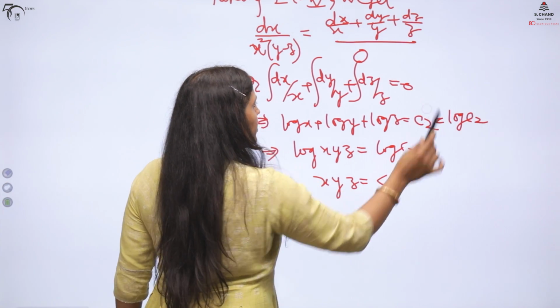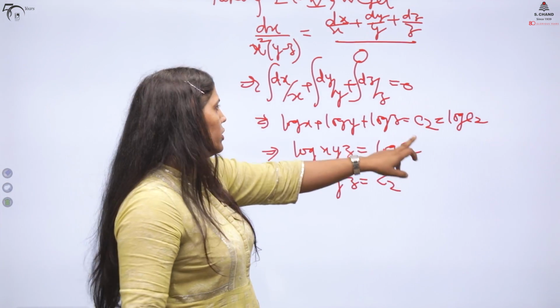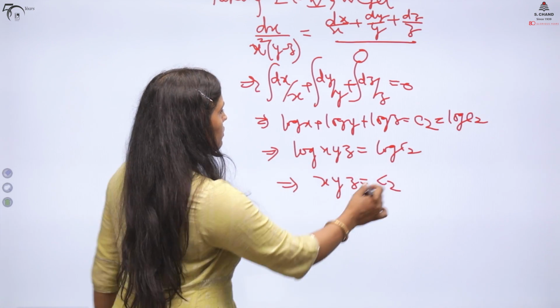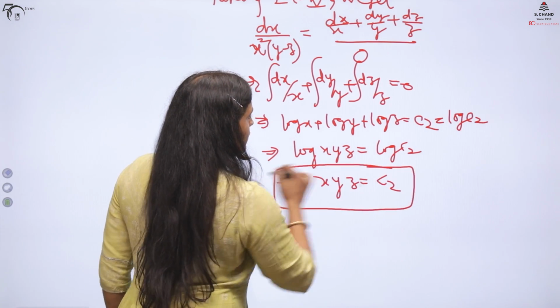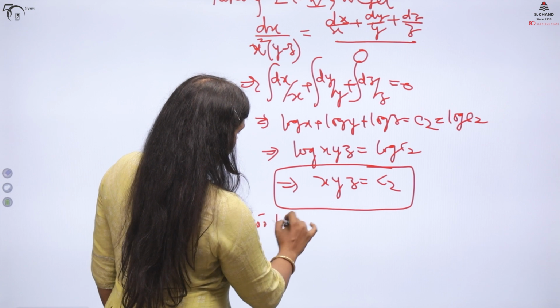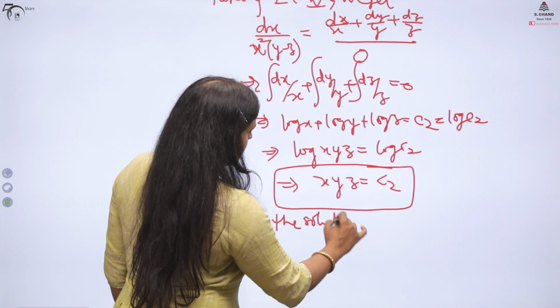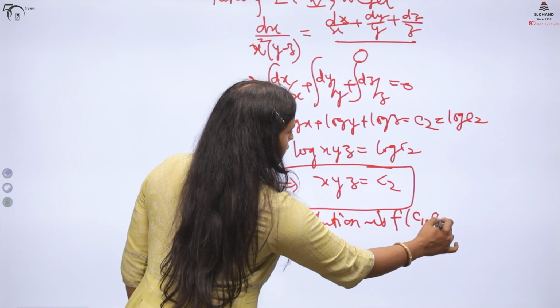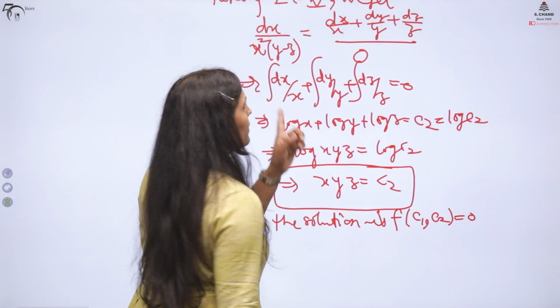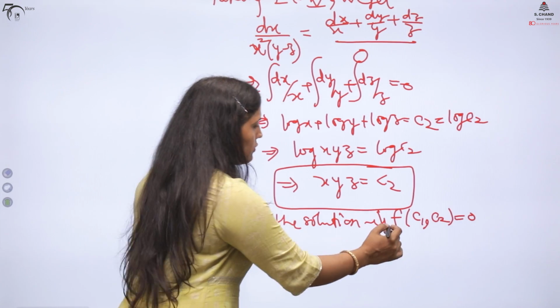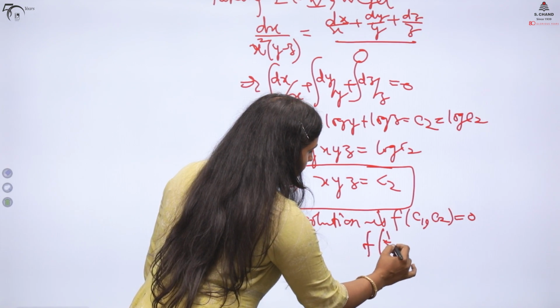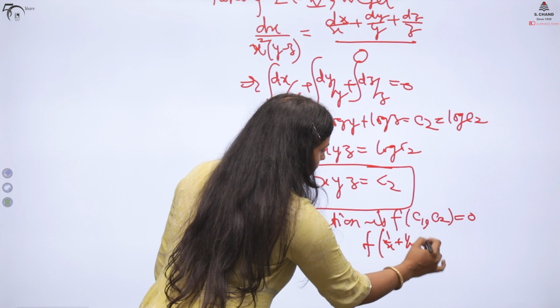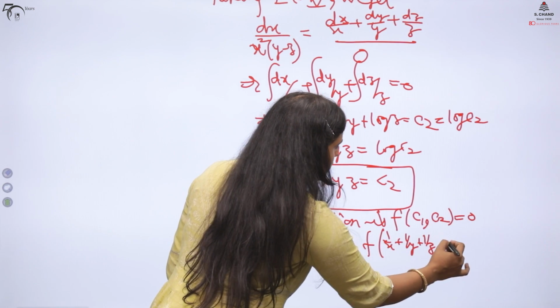I am removing the dash only. So C2, C2, C2. So this is my second solution. Therefore the solution is, you can simply write the solution in this form also, f of C1, C2. Your first C1 was 1 by x, 1 by y, 1 by z, or this is your C2.